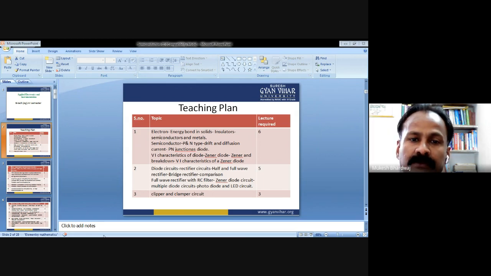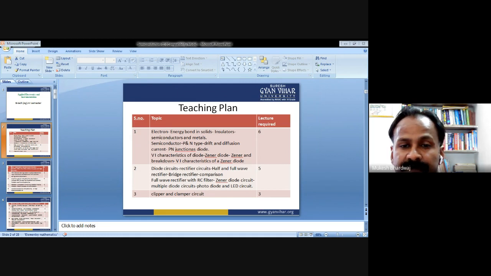Okay, the first topic is electron energy band in solid insulators, semiconductors and metals. That is, the first classification is insulators, semiconductors and conductors. Now, after getting the difference of insulator, semiconductor and conductor, we come to focus more on the semiconductors, how the semiconductors are formed and what the semiconductor materials are in the periodic table.